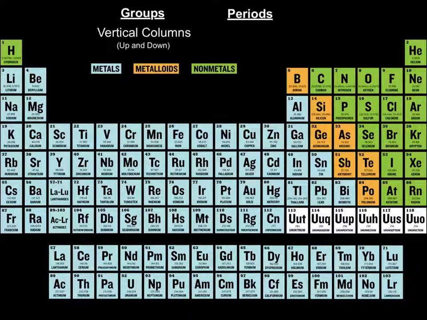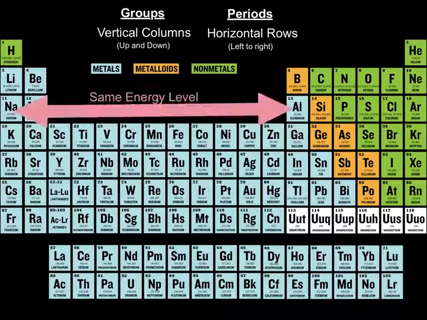Now, the opposite of groups are periods, the horizontal rows of the periodic table. Elements in the same period on the table do not have similar characteristics, but they do have the same energy level, which we will talk about in a later episode.